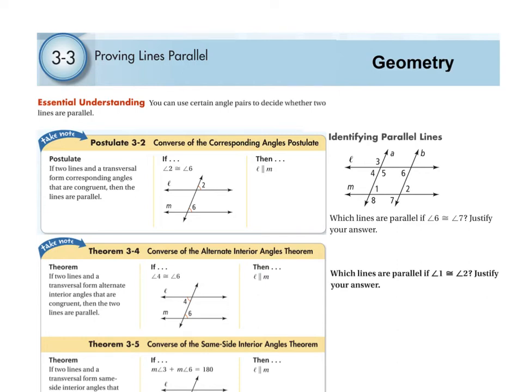Okay, so section 3.3 is all about proving that lines are parallel. In the last section, we talked about properties, if the lines were parallel, what you could use. Now we're going to take those same properties, and if those are true, then we're going to say, okay, then they are parallel lines.